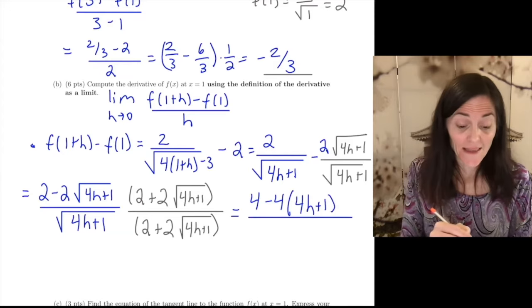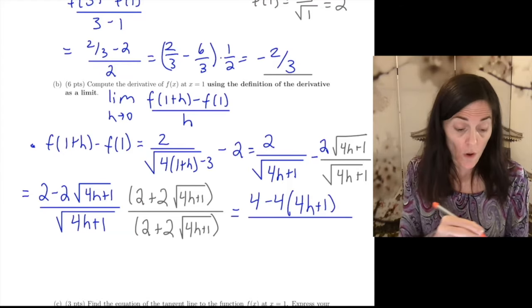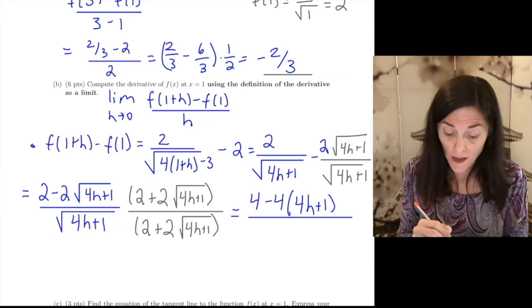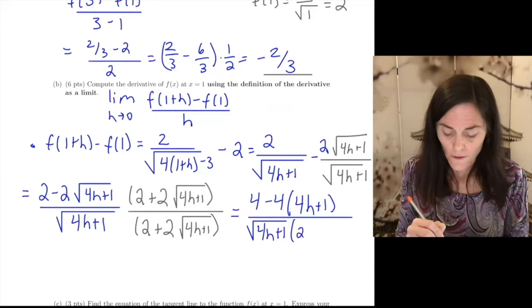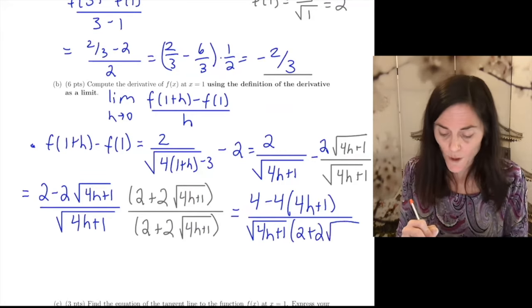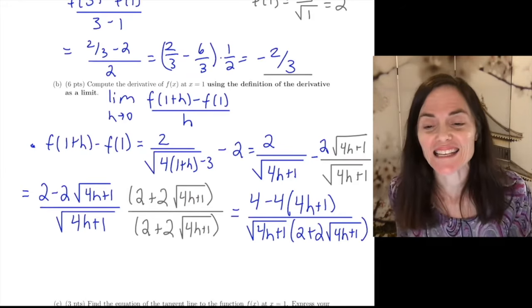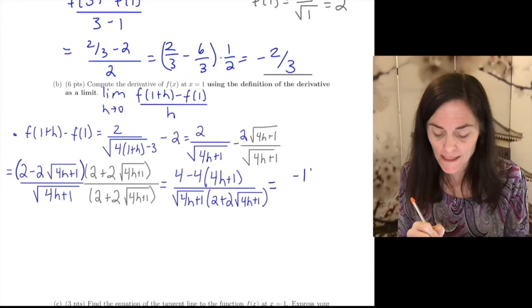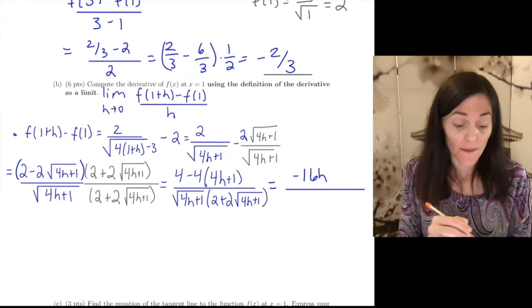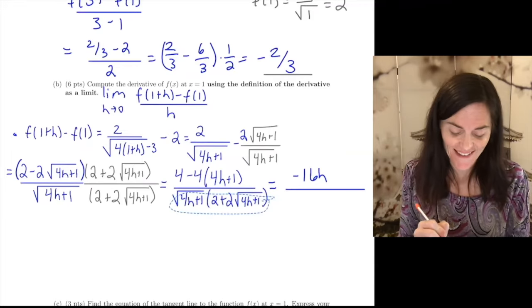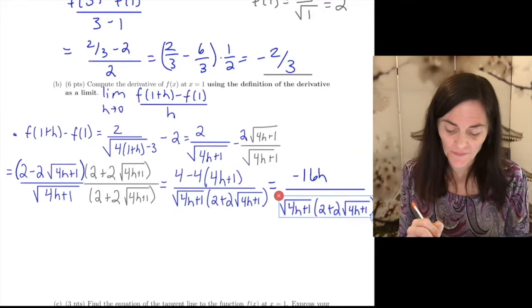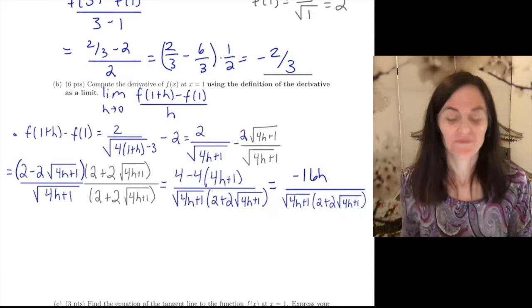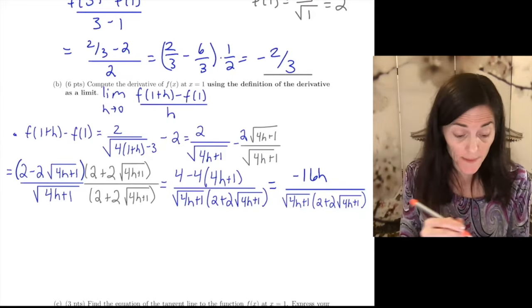It might not look like I've made this any simpler. Oh, well, my denominator is definitely not simpler. My denominator has more things, but this is perfectly fine. The numerator is what I'm trying to make simpler. And you notice it is. So we have 4 minus 4, which is 0, and then we have minus 16h over this denominator here, which I'll just recopy. Now you see I have this as h times something.